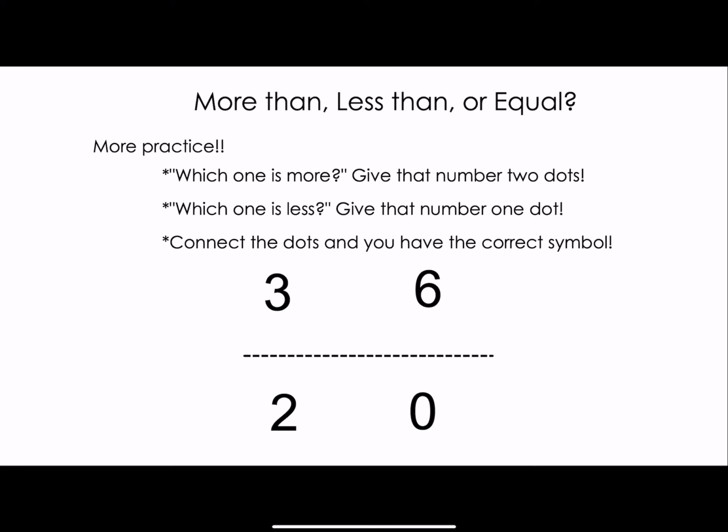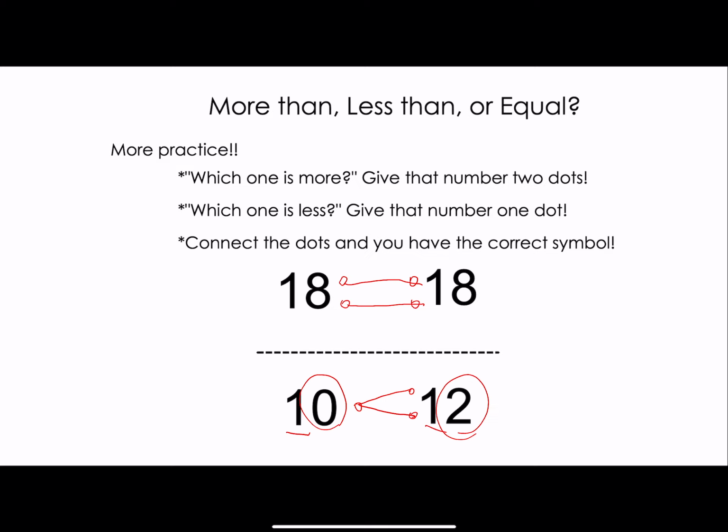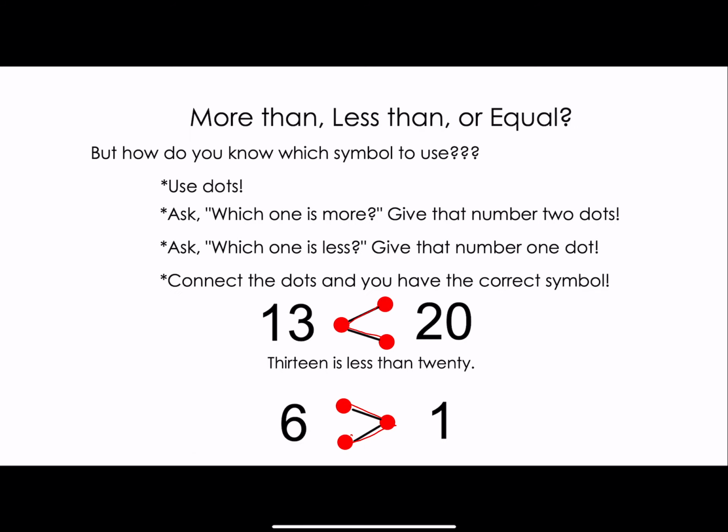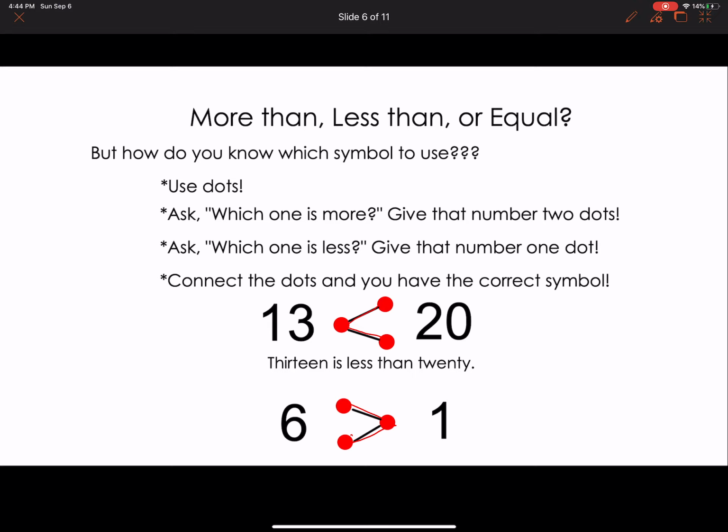Same thing. 3 and 6. Who's bigger? 6 gets the 2 dots because he's bigger. 3 gets 1. Connect your dots. 3 is less than 6. Let's look at our 2 and 0. 2 is bigger. He gets the 2 dots and the 0 gets the 1. Connect the dots. 2 is greater than 0. So we can use these comparison symbols to help us, not just with words, but with symbols, to read and compare numbers. That's what you'll be doing on your assignment in Schoology.